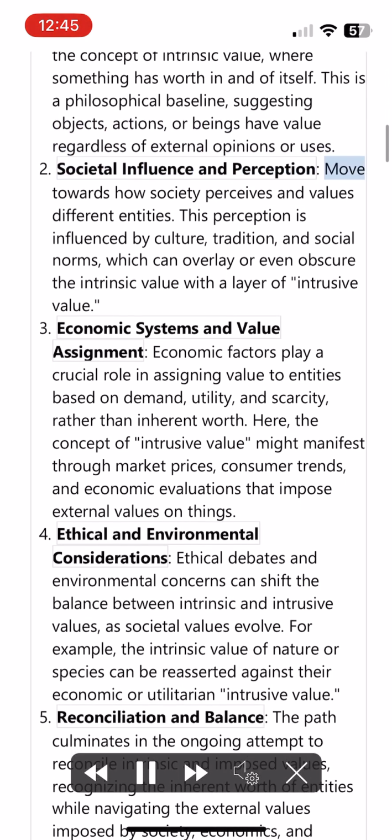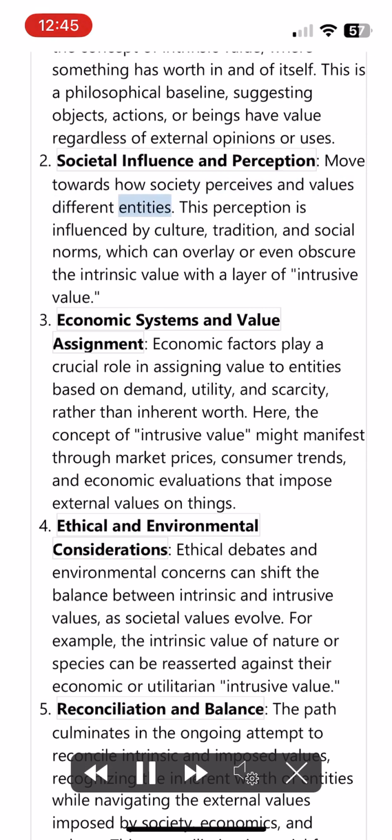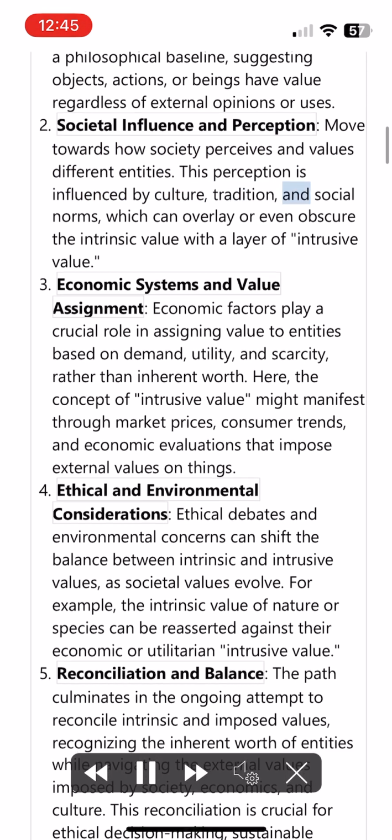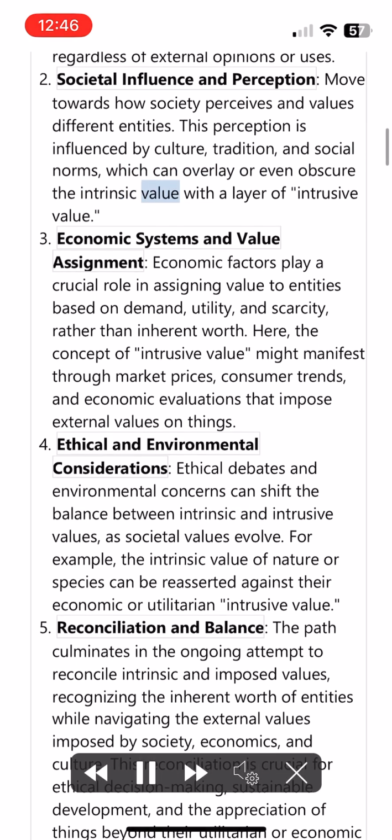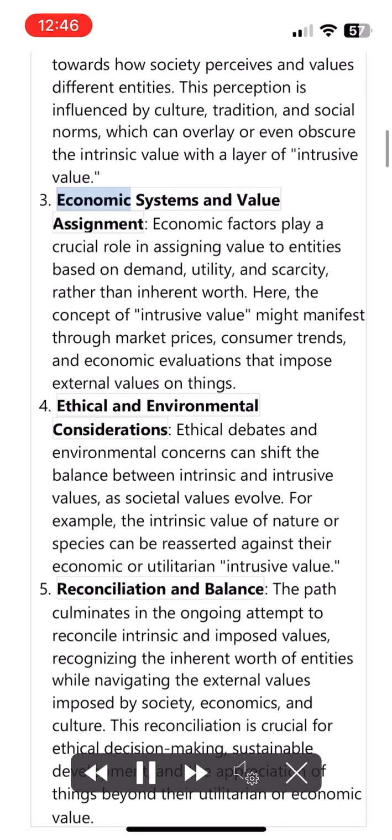Societal influence and perception: move towards how society perceives and values different entities. This perception is influenced by culture, tradition, and social norms, which can overlay or even obscure the intrinsic value with a layer of intrusive value. Economic systems and value assignment.